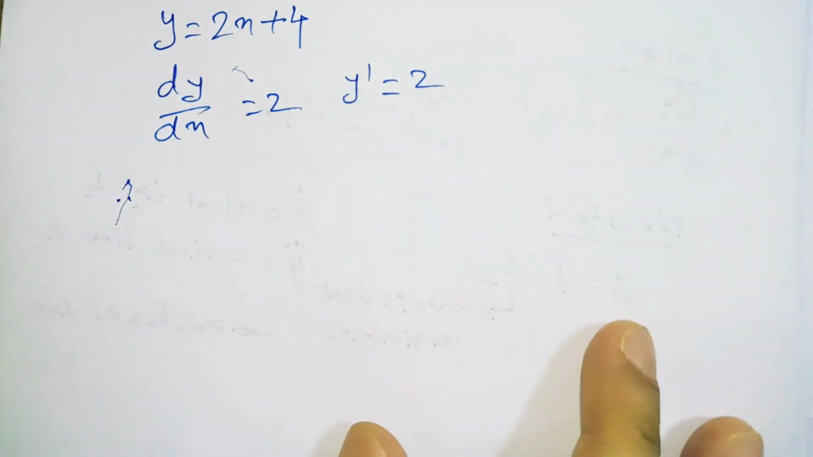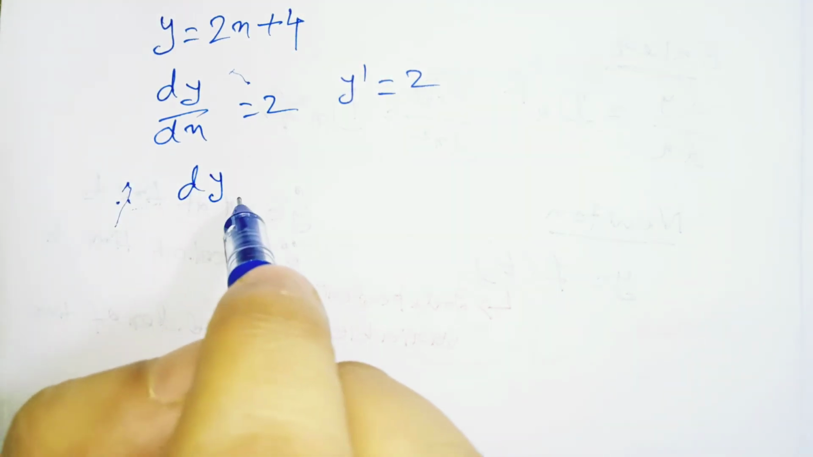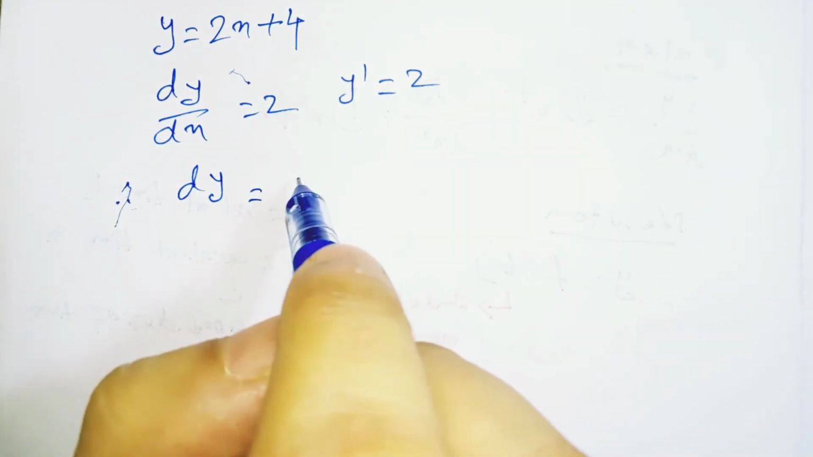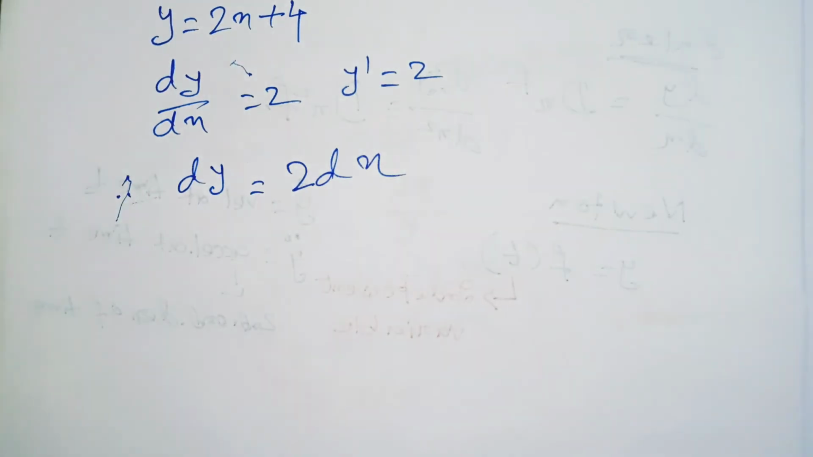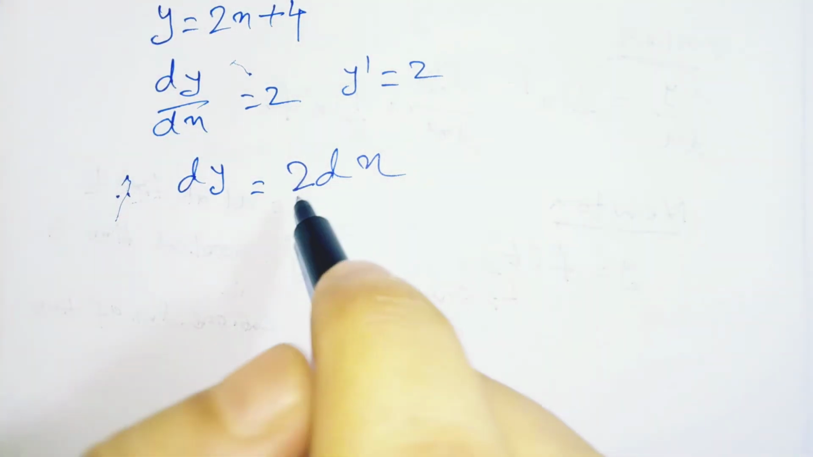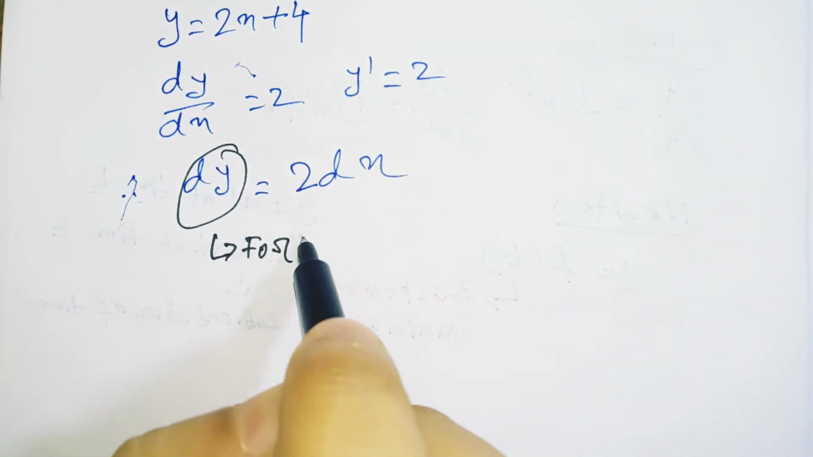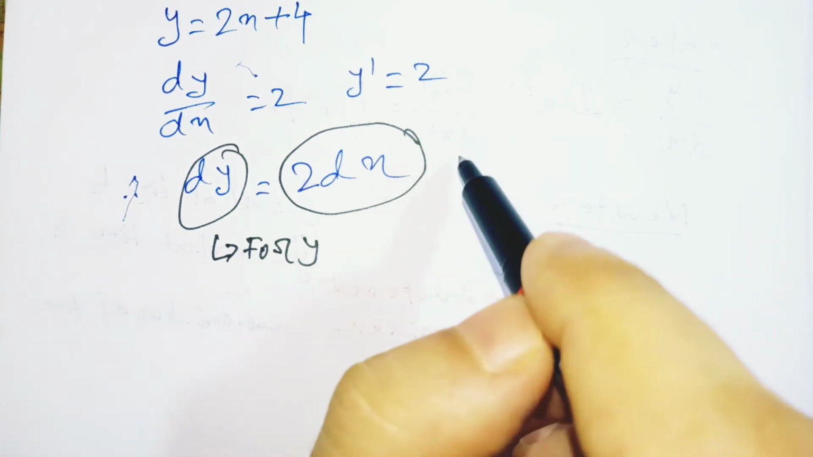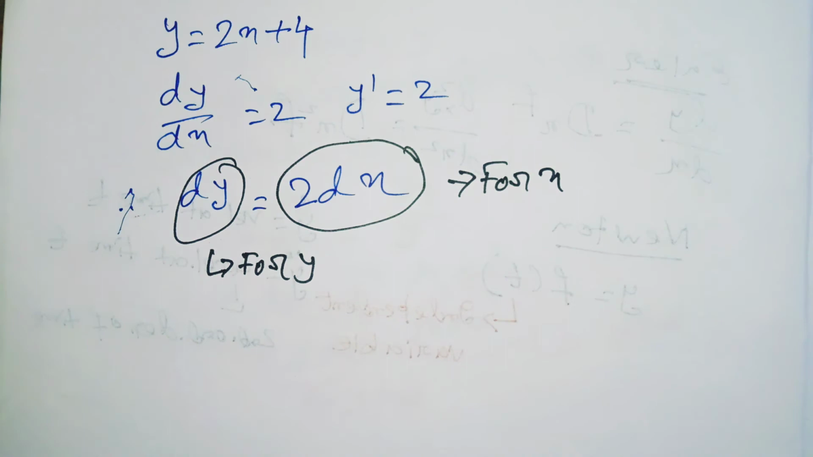So from here we can write dy equals 2 dx, algebraically if you can do that. And this is also a kind of separable ordinary differential equation, because this is something for y and this is something which we get for x. So solving this kind of equation, we also get what is called a separable ordinary differential equation.